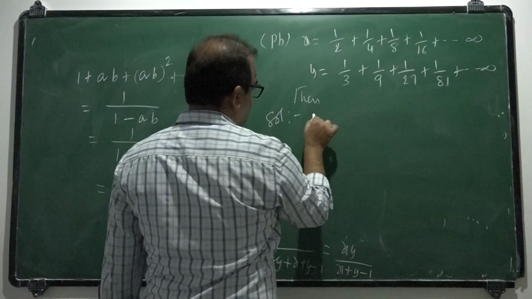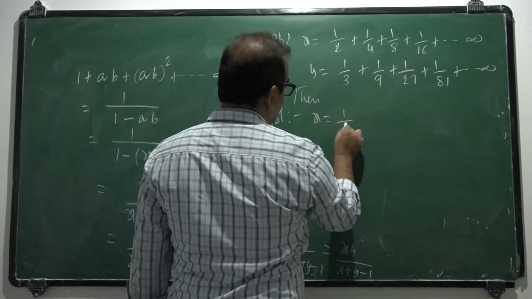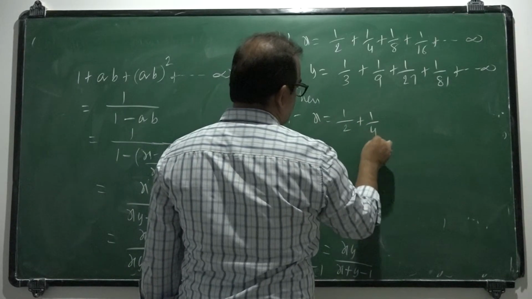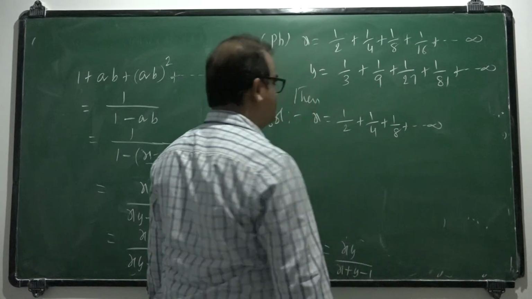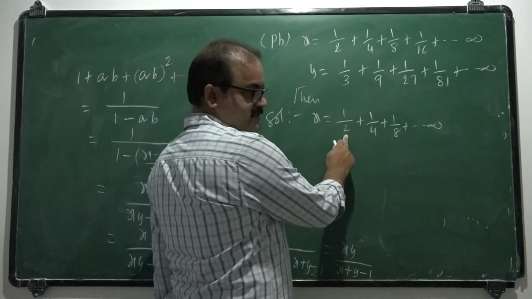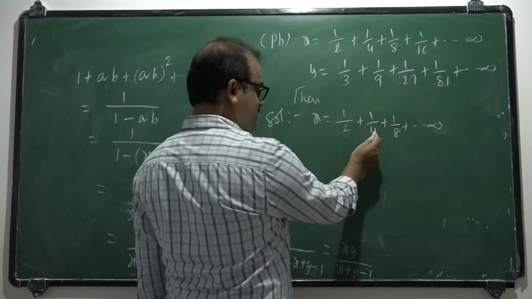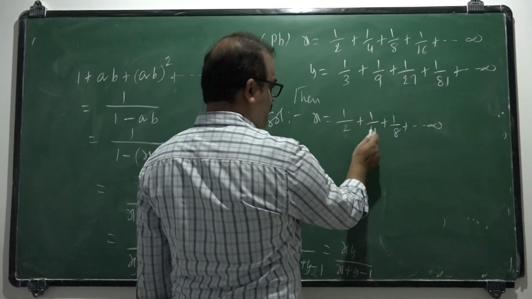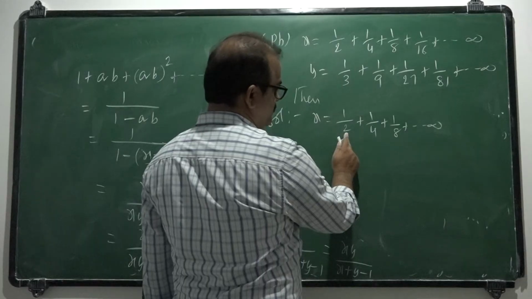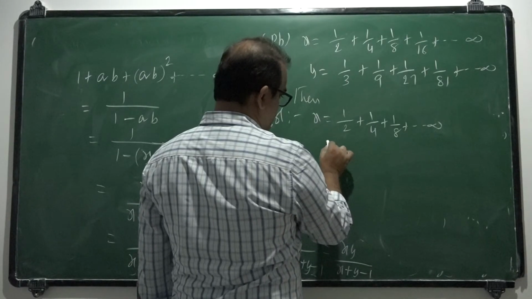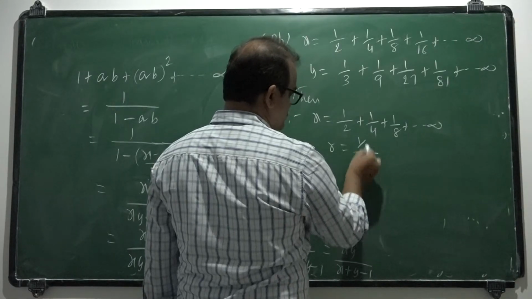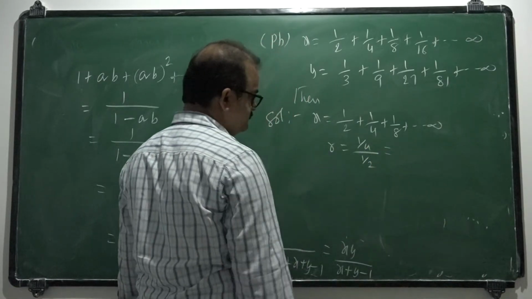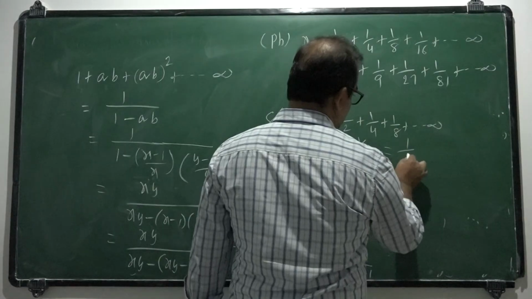What is the x value? 1 by 2 plus 1 by 4 plus 1 by 8 and so on infinity. See, this series is in geometric progression. What is the ratio here? 1 by 4 by 1 by 2. Ratio r is equal to second term by first term. This 2 goes to the numerator. 2 by 4, that is 1 by 2.